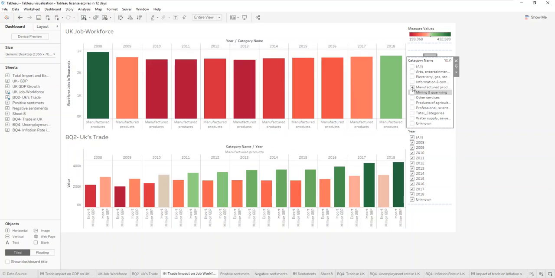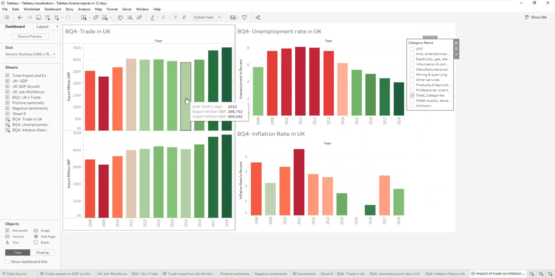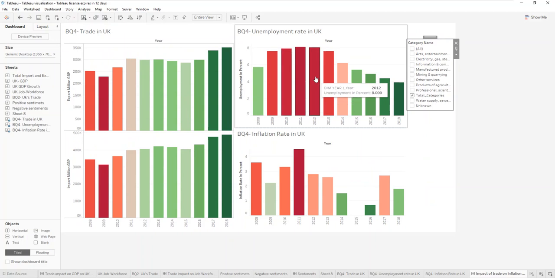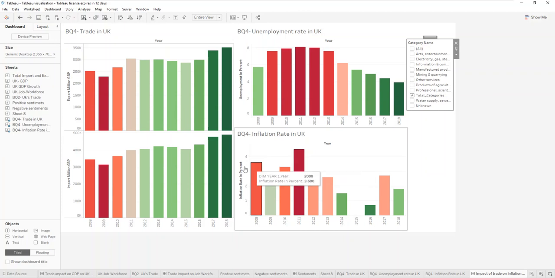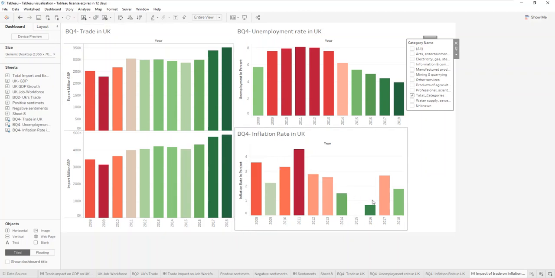We will try to understand the impact of trade on social and economic factors like unemployment and inflation rate. We can notice that with the increase in import, the unemployment rate is getting reduced over a period of time. Similarly, for the inflation rate, we can notice that with the decrease in export of trade, the inflation rate improves over a period of years.